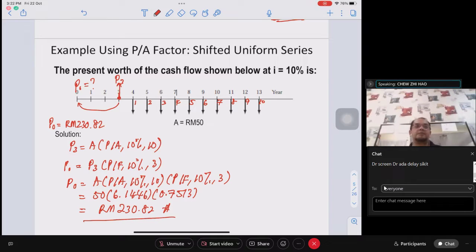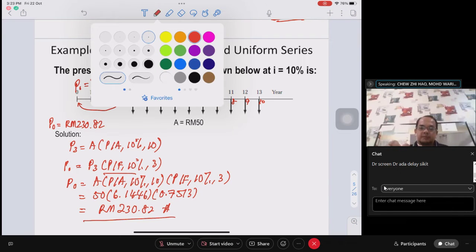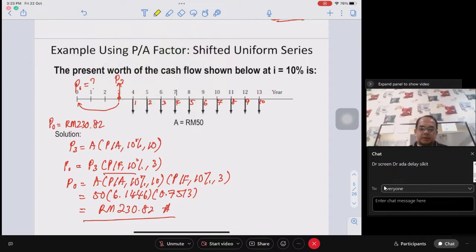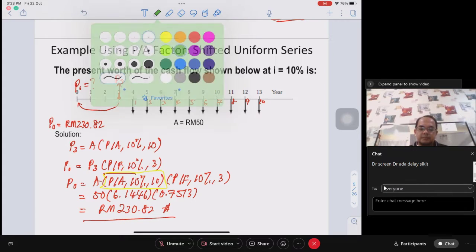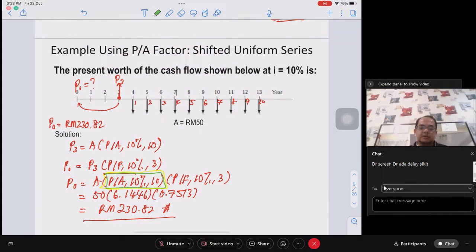6.1446 is referred to the table. Which one? 6.1446. Yes, you refer to this table. This one. Refer to the table at the column PA for the 10%, column PA at the year 10. Here you will get this number.